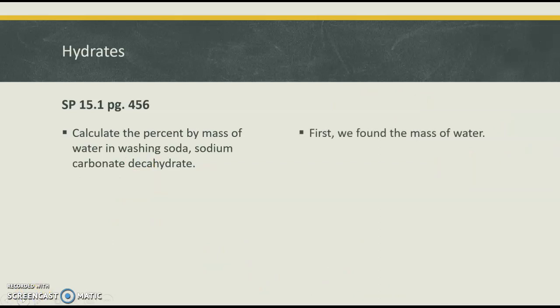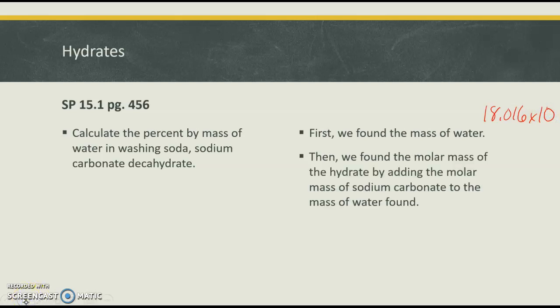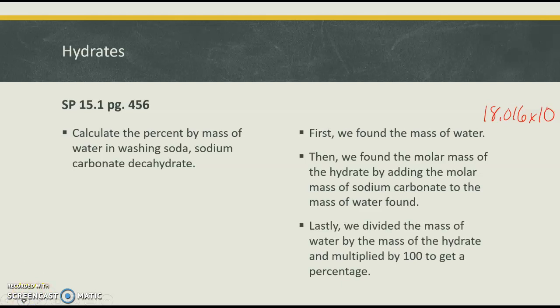To review our steps, the first thing we did was find the mass of water. We did this by calculating the molar mass of one molecule of water, which was 18.016, and then multiplying that by the 10 water molecules we had. Next, we found the molar mass of the hydrate by adding the molar mass of sodium carbonate to the mass of the water that we found. Lastly, we divided the mass of water by the mass of the hydrate and multiplied it by 100 in order to get a percentage.